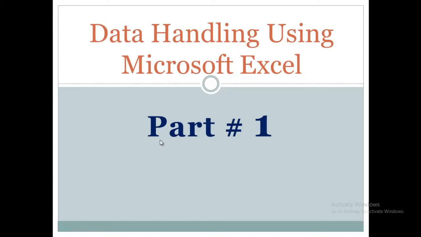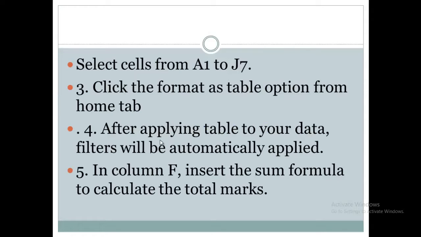Going to explore Microsoft Excel, handling data using Microsoft Excel part 1. What we are going to learn today, these are our objectives. The first thing is we need to select the cells from A1 to J7 and then click the format as table option from the Home tab, and it will apply the table. After applying the table to your data, the filter will be automatically applied.